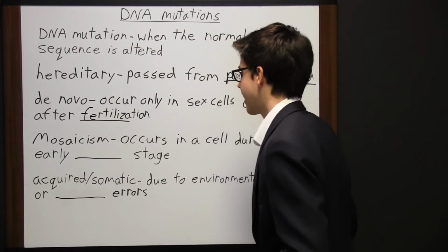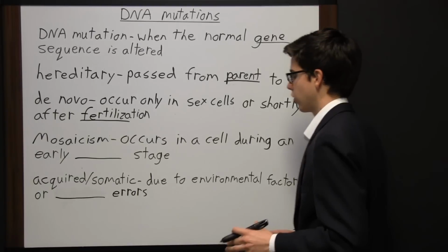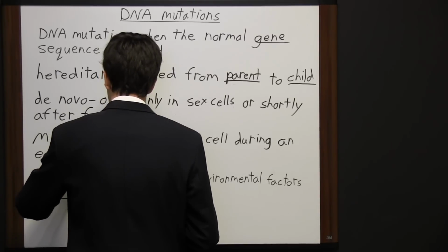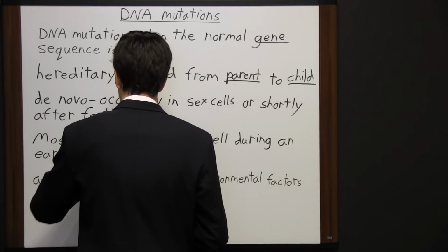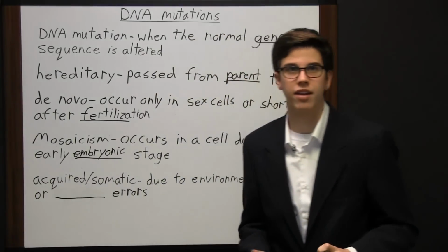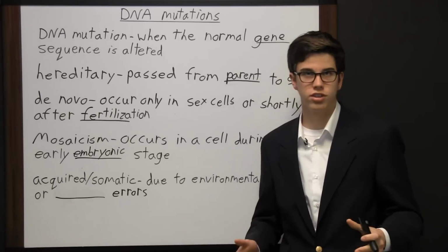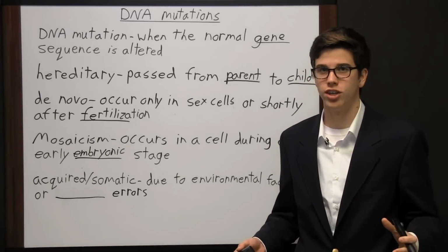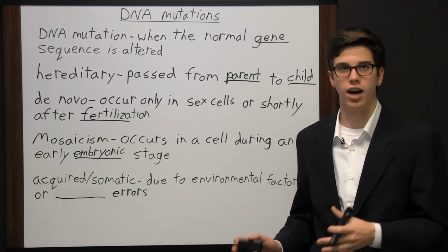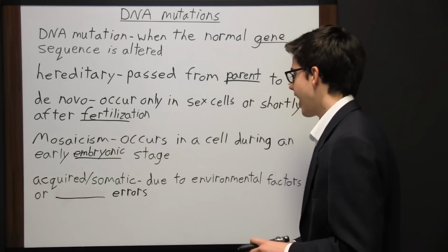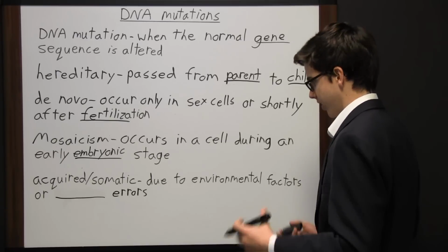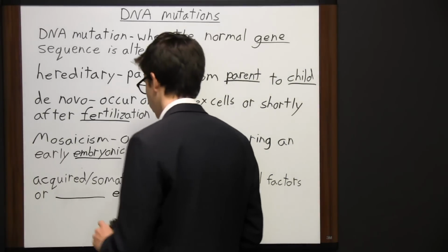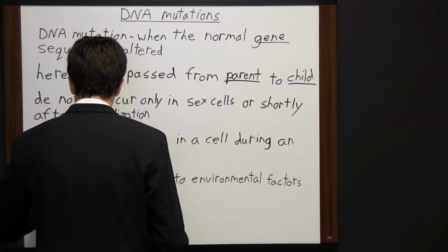Then we have mosaicism, which occurs in a cell during an early embryonic stage. Now, the result of that is that certain cells are going to have this disorder, whereas you're not going to see the results of the mutation in other cells. And then we have acquired mutations, or we could call them somatic mutations. This is due to environmental factors or replication errors.